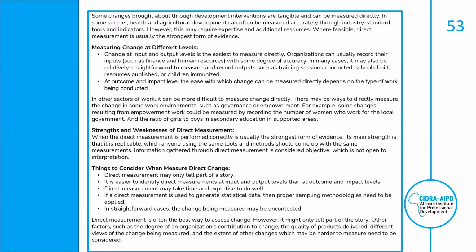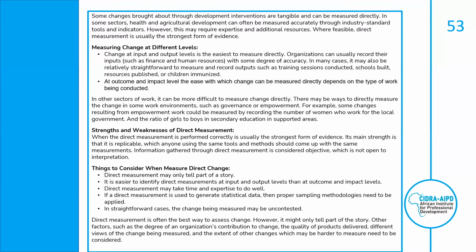Strengths and weaknesses of direct measurement. When direct measurement is performed correctly, it's usually the strongest form of evidence. Its main strength is that it is replicable, which means anyone using the same tools and methods should come up with the same measurements. Information gathered through direct measurement is considered objective, which means it is not open to interpretation.